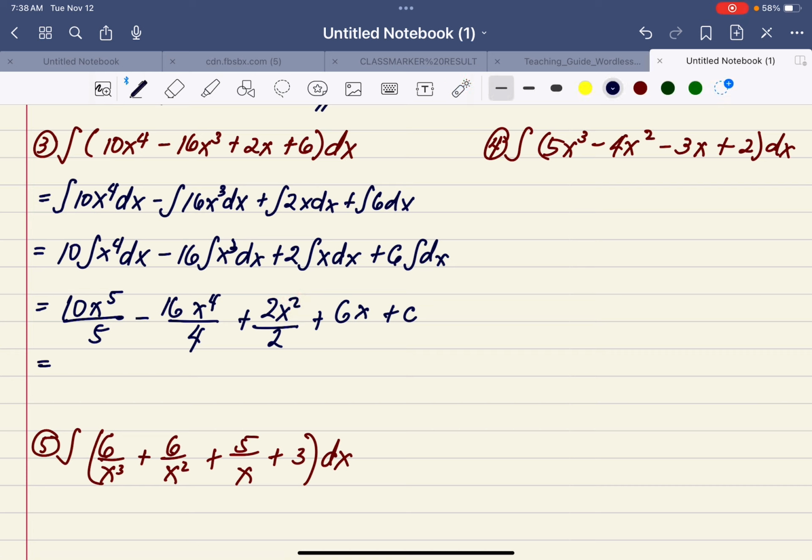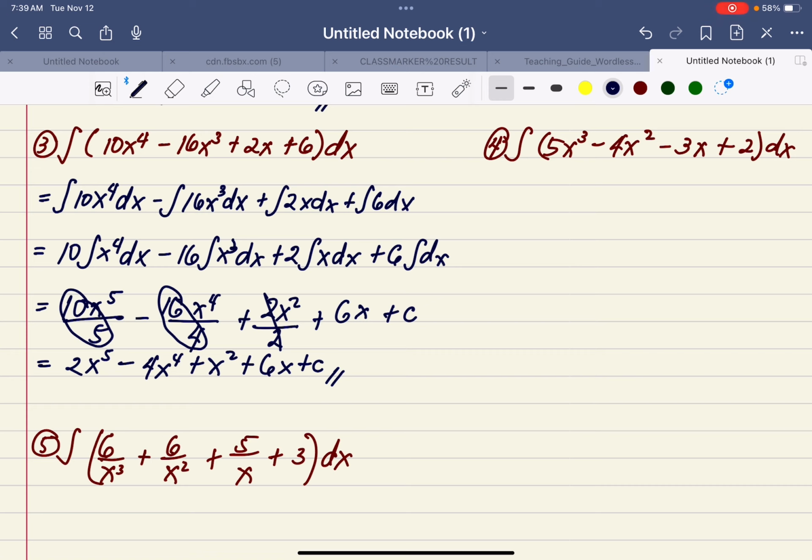Then simplify. Then divided by 5, we have 2. So we have 2x raised to 5 minus 16 divided by 4, 4x raised to 4 plus 2 divided by 2, x squared plus 6x plus c. And that will be the answer. 2x raised to 5 minus 4x raised to 4 plus x squared plus 6x plus c.